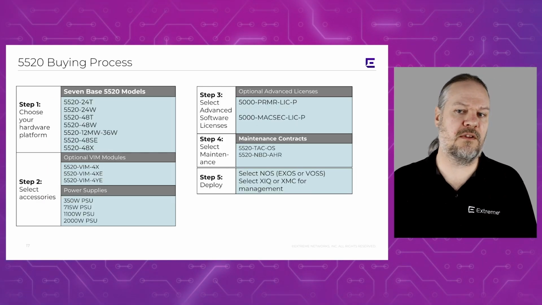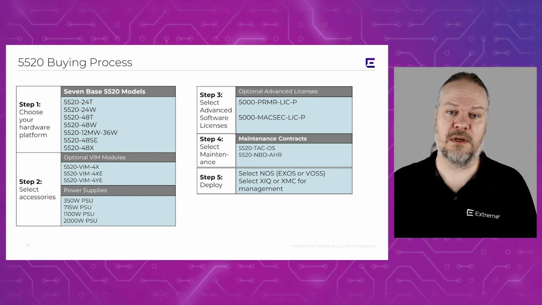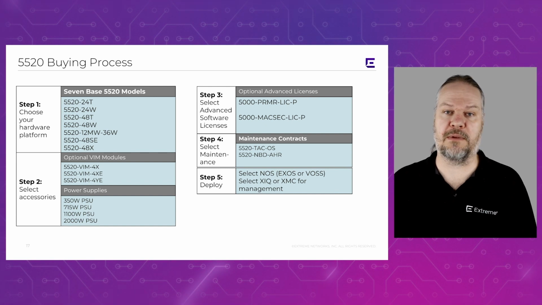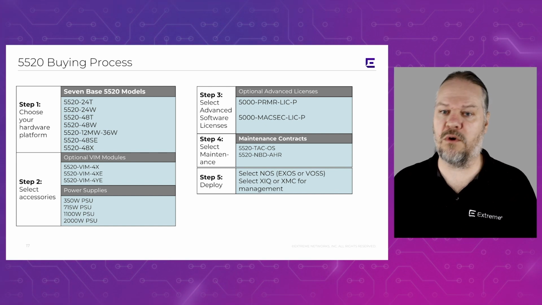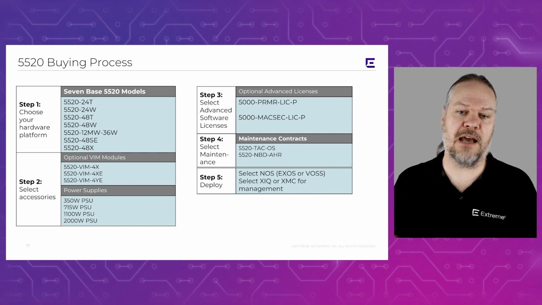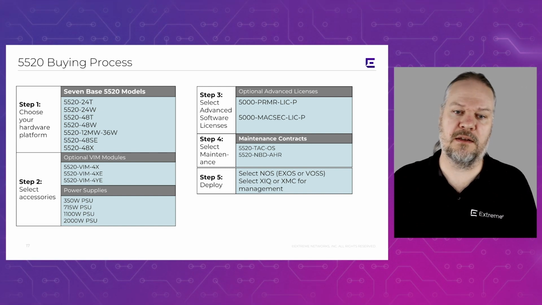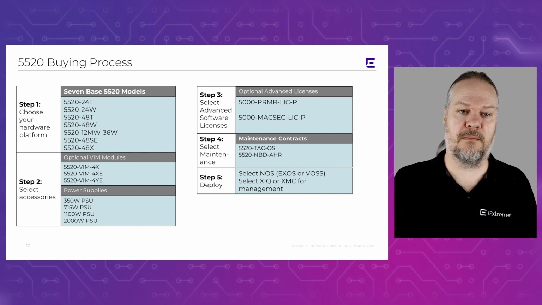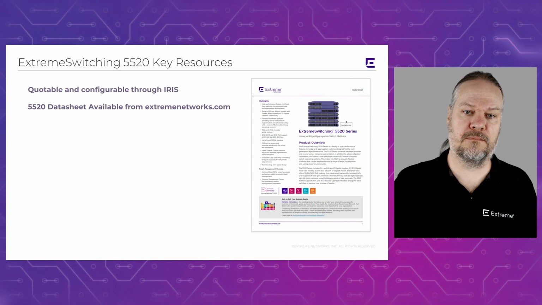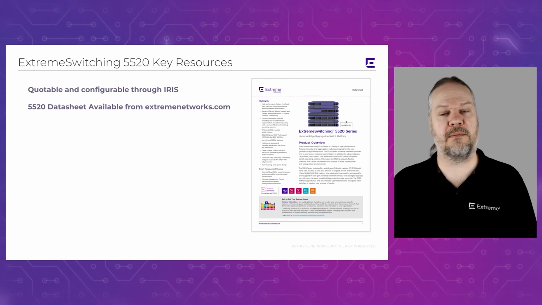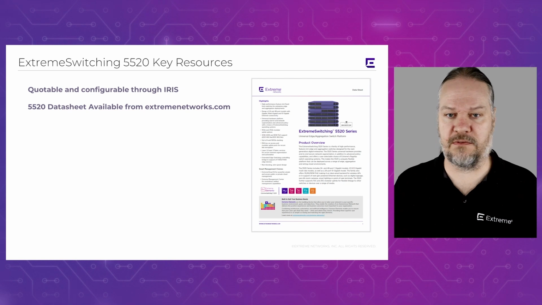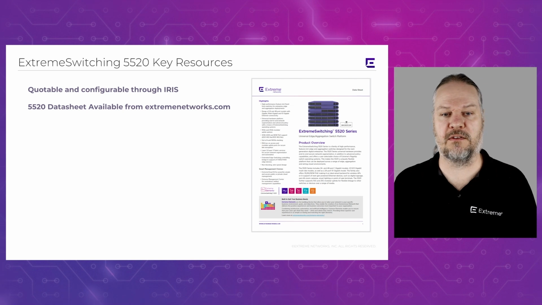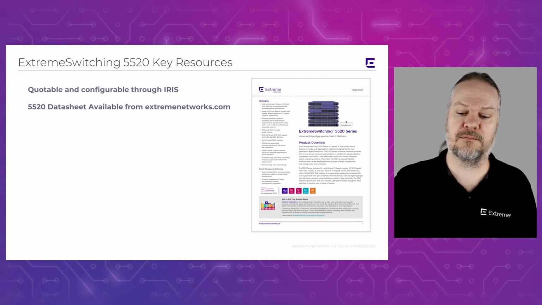So in summary, here's the complete buying process for a 5520. Choose the hardware platform with the best physical port configuration and PoE support for your application. Select any required Vim modules and additional power supplies. Add one of the 2 optional licenses if required. Add in some maintenance and then deploy with whichever operating system you require. There's plenty more information about the 5520 on Extreme's website, as well as full documentation via the Extreme portal. So take a quick look at the datasheet for more details of the switch's performance and capabilities.